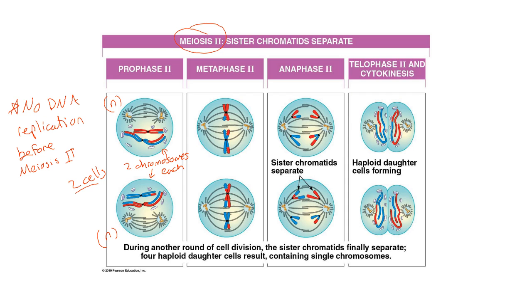Now what happens in metaphase two? Again, M for middle. The chromosomes gather in the middle. Look at that, they are in the middle. Now they are lined up, just like in mitosis. This is not mitosis, okay? This is just to show you how they line up exactly like in mitosis. And these are your spindle fibers. Don't forget your spindle fibers.